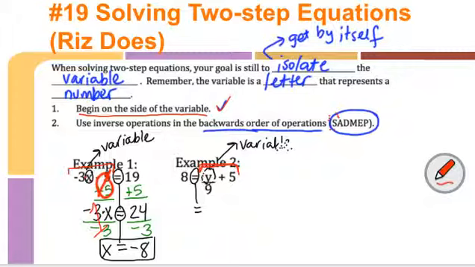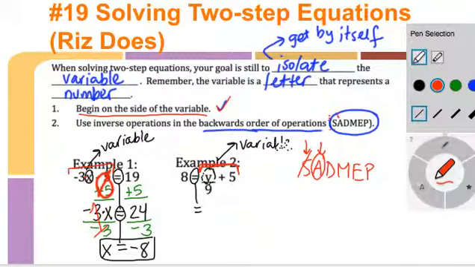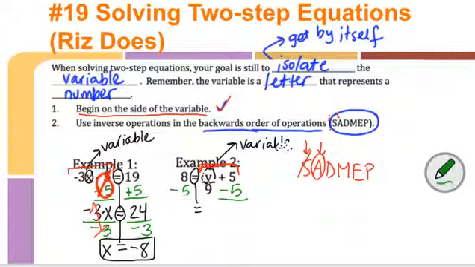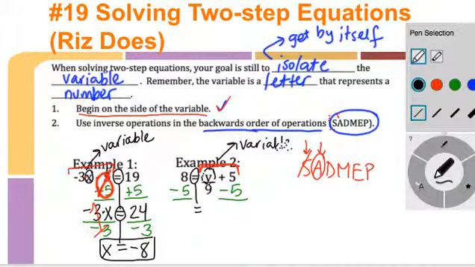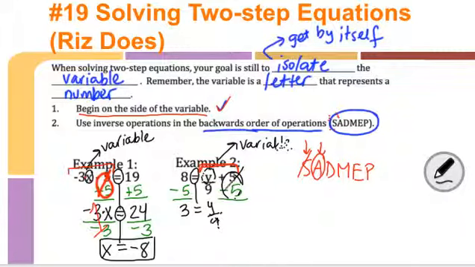Now I'm going to use the reverse order of operations. So I'm going to go through SADMEP. I'm going to ask myself, do I see subtraction? No. Do I see addition? Yeah, it says add 5. So instead of adding 5, I'm going to subtract 5. Now I just subtracted 5 on one side of the equation, so I need to subtract 5 on the other side of the equation. So let me write down what I've got now. 8 subtract 5, that gives me 3 equals y divided by 9. Now 5 minus 5, that creates a 0 pair. Oh, that's convenient. Now I just have a one-step equation.